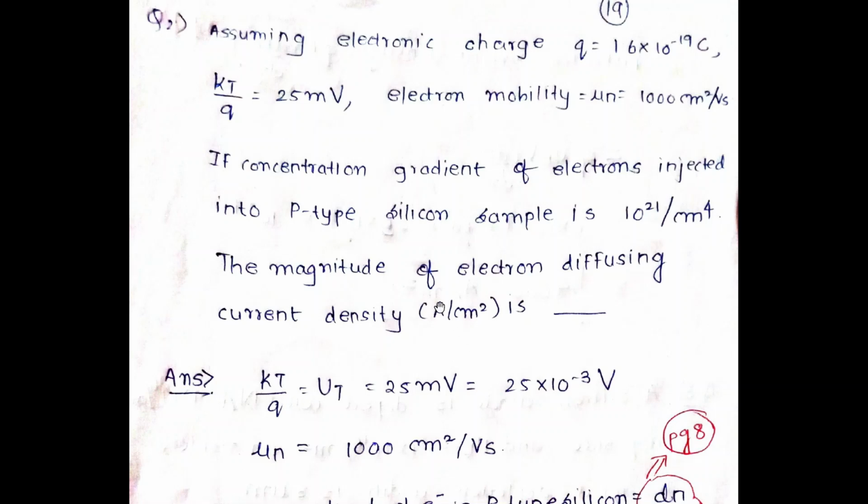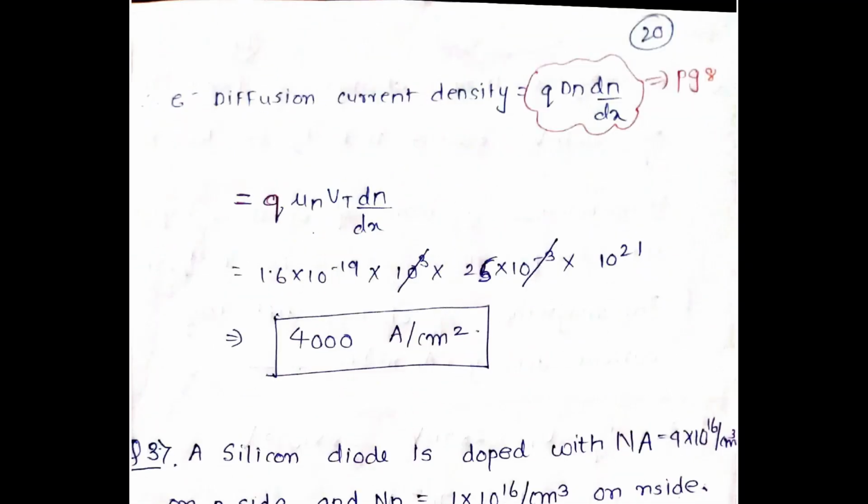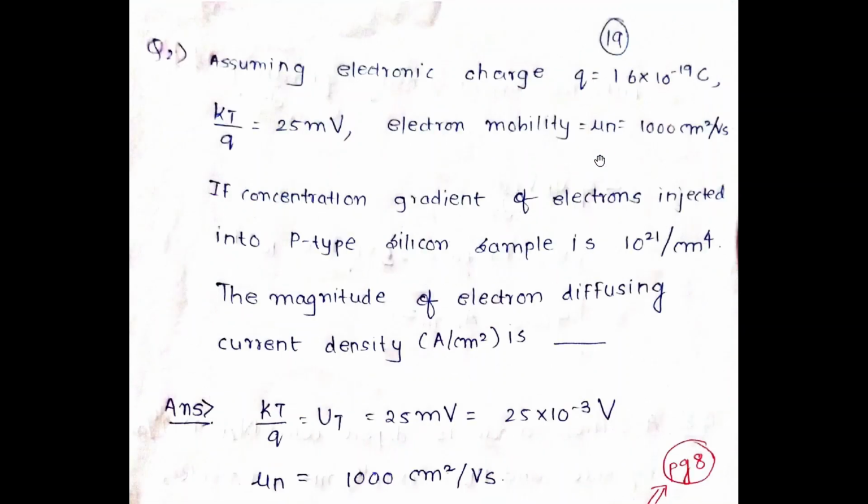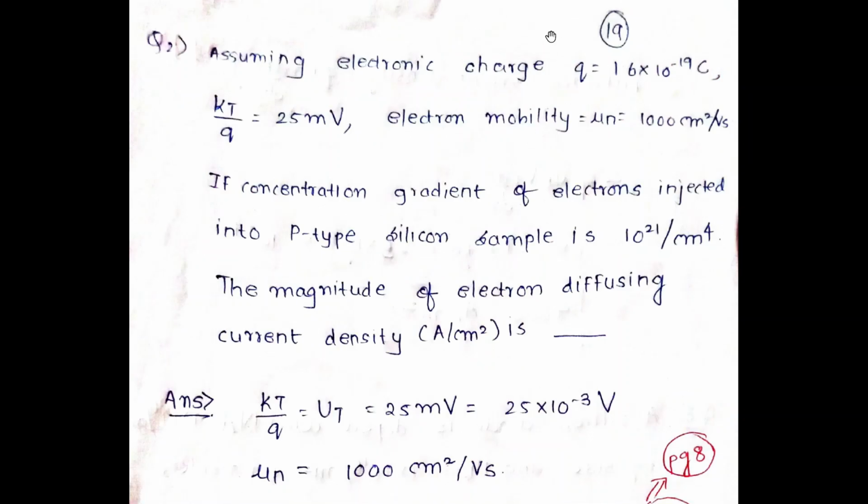So it's very important for you to first know the formula for the diffusion current density of an electron. It is given as Q into Dn into dn by dx. Here Q stands for the electric charge, Dn is the diffusion constant, and dn by dx is the concentration gradient. So first of all you have plus Q. Q is 1.6 into 10 raised to minus 19 coulomb. If this is not visible, it is 1.6 into 10 raised to minus 19.